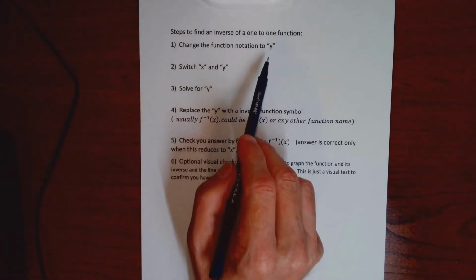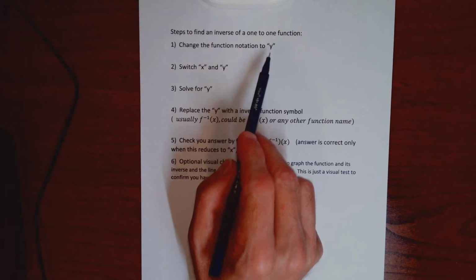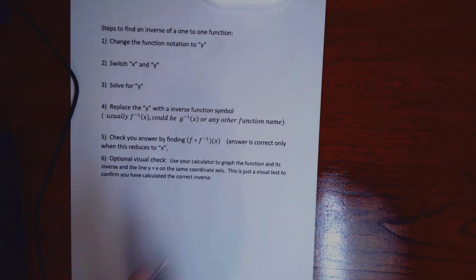First, we're going to change the function notation to y. Then we're going to switch the x and y. Then we're going to solve for y, and then we're going to replace the y with a function symbol. And then the evil part: I'm going to check my answer by composing the original function with my answer, and my answer is only correct if when I compose it I get x. Let me try to show you what's going on here.